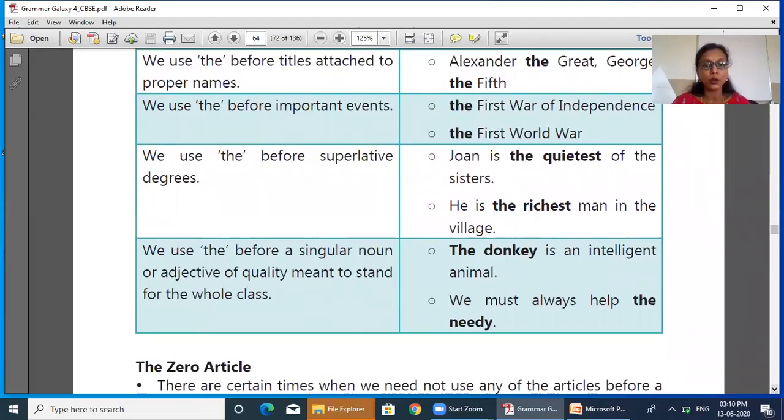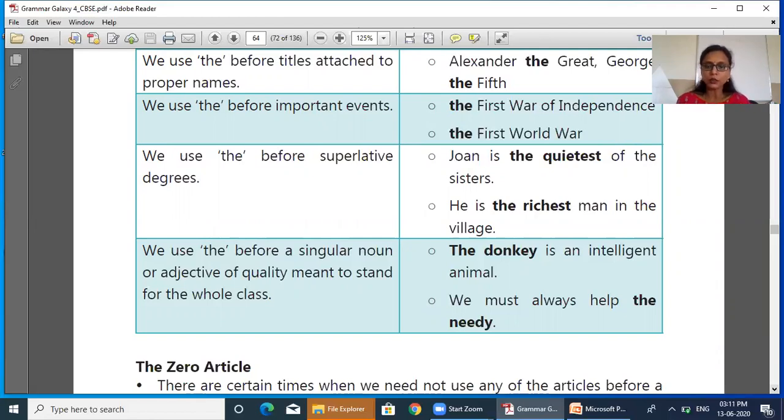We use "the" before a singular noun or adjective of quality meant to stand for the whole class. That particular class. The donkey is an intelligent animal. So, we are talking about the whole group of donkeys as one. So, the donkey. Okay, we must always help the needy. So the needy people together we are considering as one of that class, of that group, and then we are talking about them. So it is the needy people.